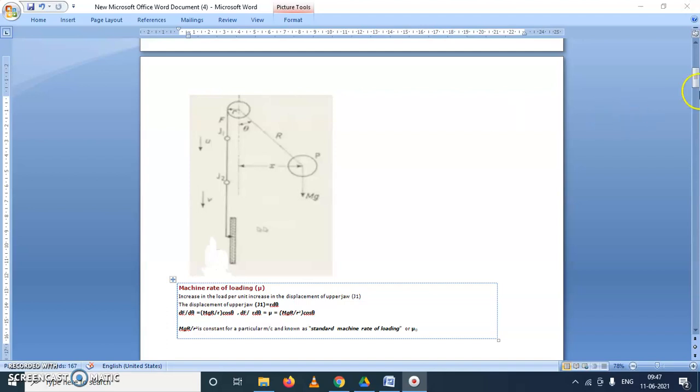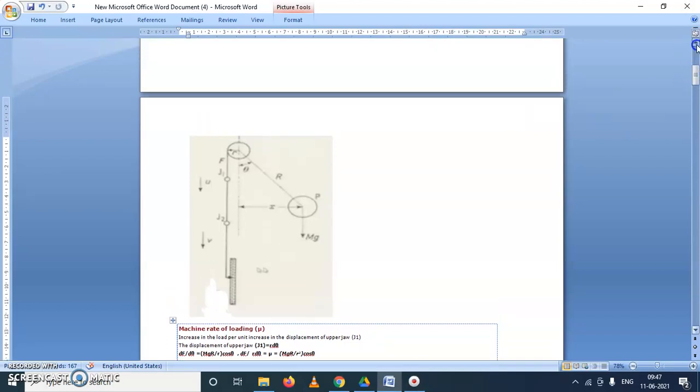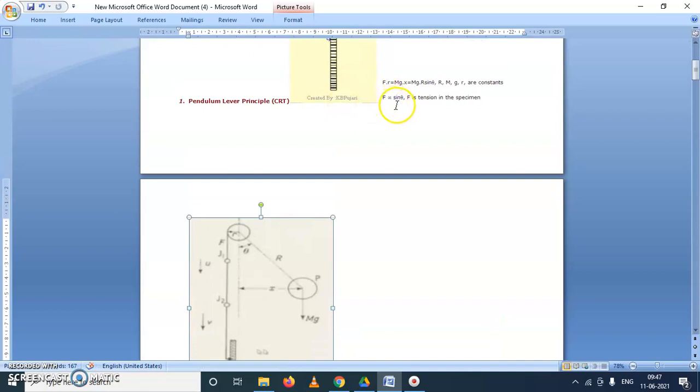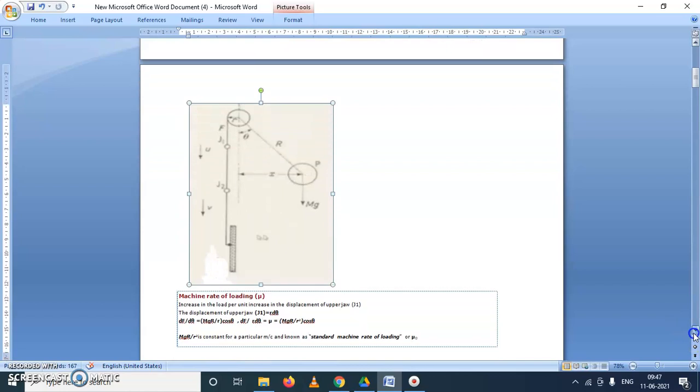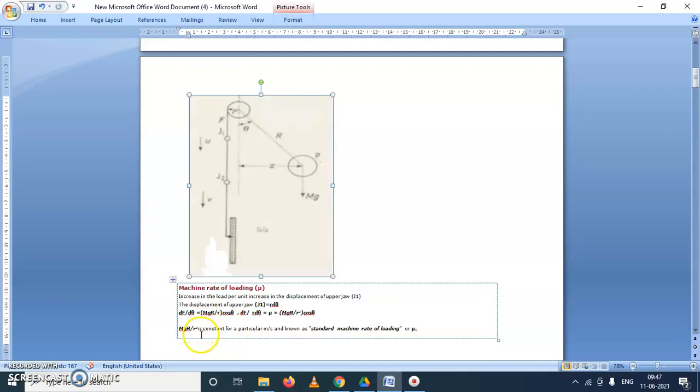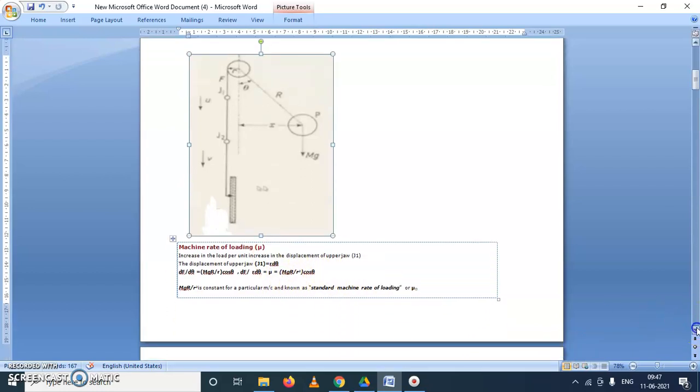Now if we differentiate the expression of force we have derived here, F is equal to m g R upon small r sine theta, with respect to theta, we'll get the value of machine rate of loading, as we have shown here. Machine rate of loading is mu, which is m g R upon r square cos theta. Now in this only theta changes, and this term, m g R upon r square, is termed the standard machine rate of loading, that is mu naught.